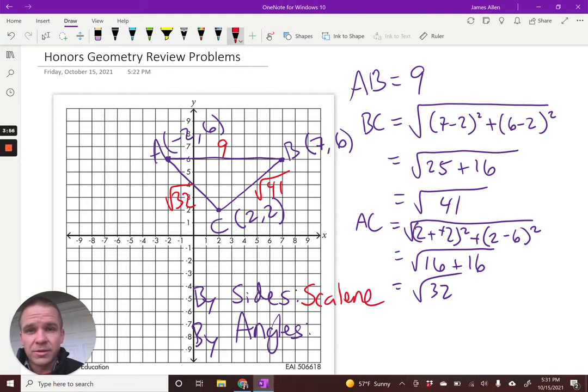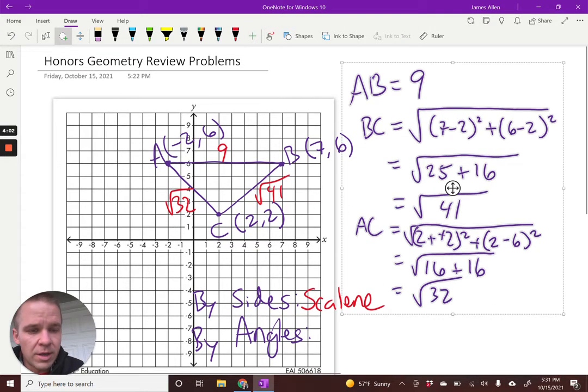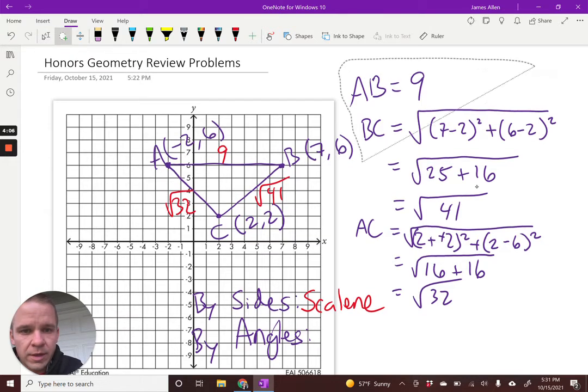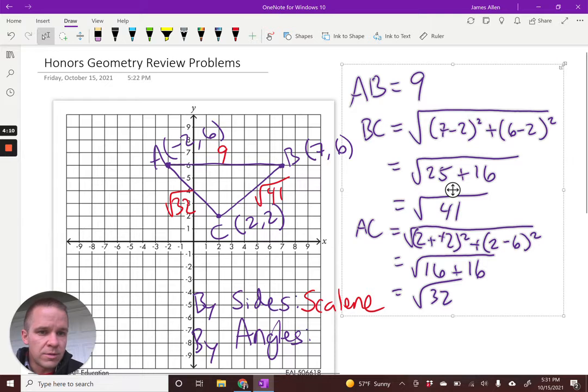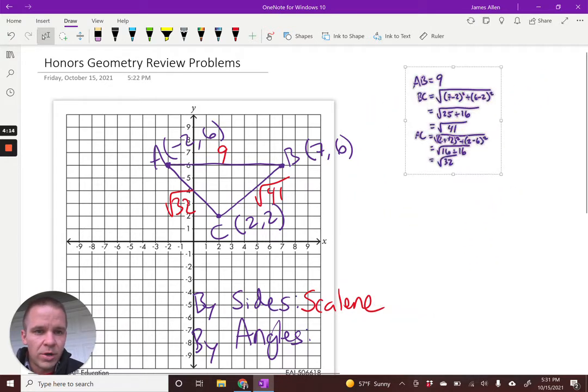Now, by angles, let's see if I can actually, I don't know if I can do this. I'm going to see if my technologies work. Can I make this smaller? Oh, let me try that again. Maybe I'll use my mouse. Ooh, okay, that works. Boom.